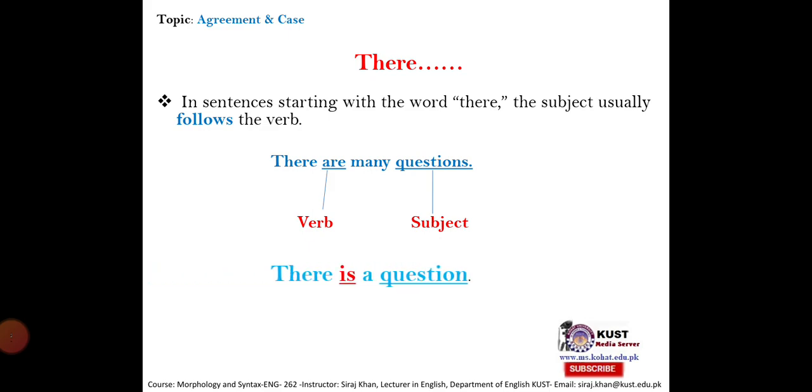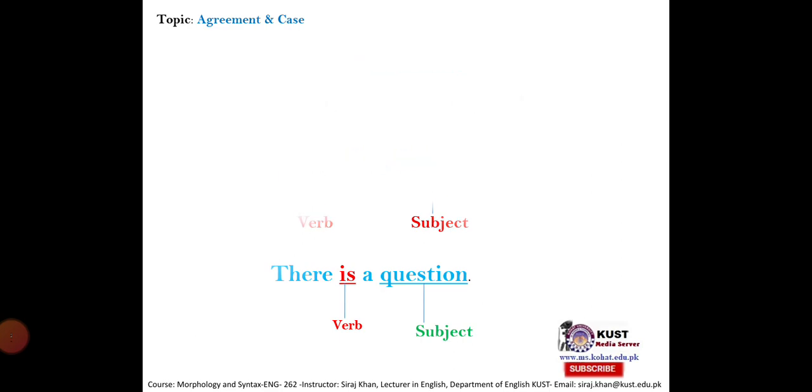There is a question. The verb is, and a question is the subject here. So there are many questions, and there is a question. So there is followed by a verb, and the verb followed by a subject. There is a question: there is followed by a verb which is singular, followed by a singular subject, question.